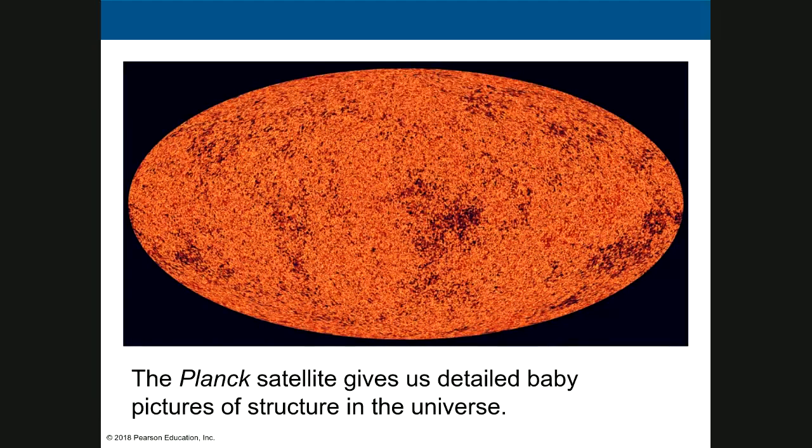The Planck satellite, which I said we need sophisticated satellites for, gives us this very detailed baby picture of the universe. And again, it looks like it's non-uniform, but these represent very small changes in uniformity.